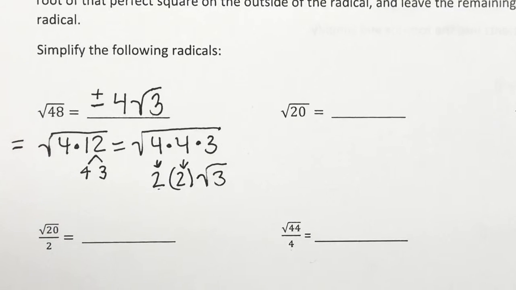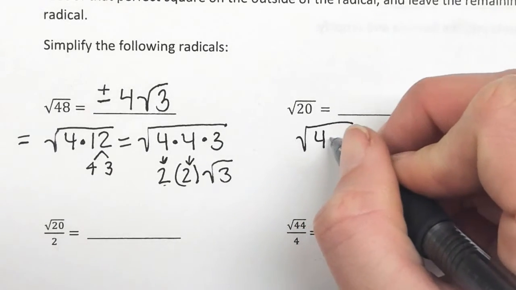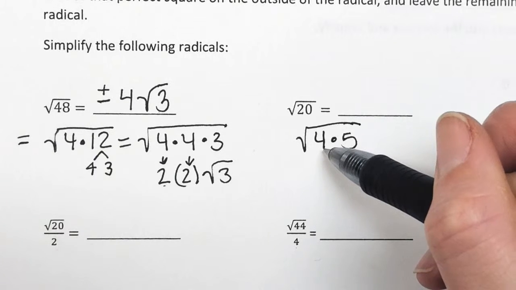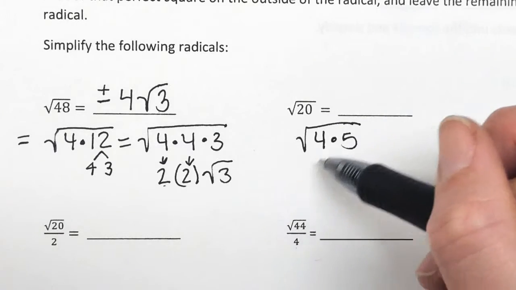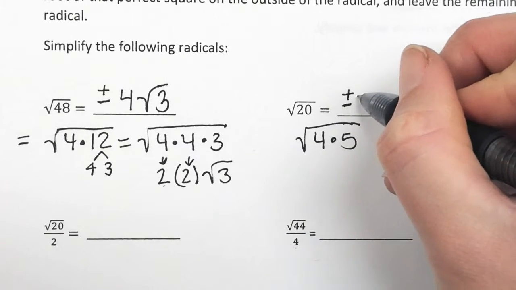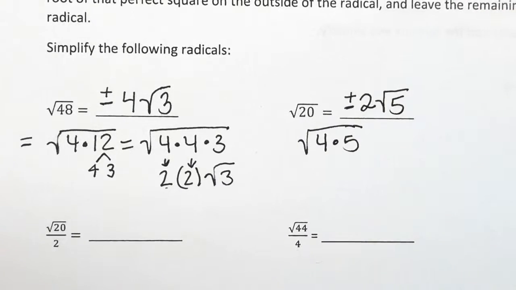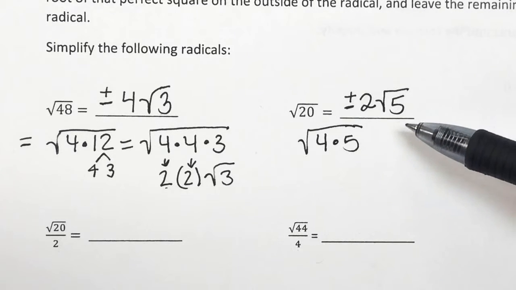Are there any perfect squares that can go into 20? 4 and 5. Good. So let's rewrite this as 4 times 5. What's the square root of 4? 2. Good. So that goes where? On the outside of the radical, right? So plus or minus 2. And what has to stay underneath the radical? Good. Any questions about that one? Wait, that was it. That's it. And how do you know you're done? Look under the radical. Does any perfect square go into 5? No. Good, then we can stop.